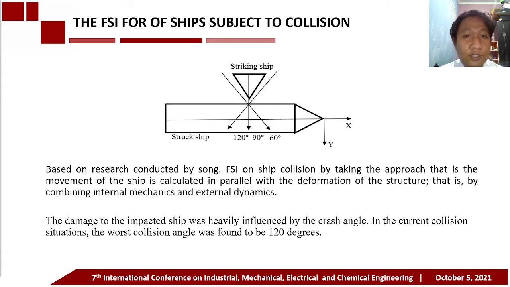Next, the second research for collision is conducted by Song. FSI on ship collision takes an approach in which the movement of the ship is calculated in parallel with the deformation of the structure, that is, by combining internal mechanics and external dynamics. The damage to the impacted ship was heavily influenced by the crash angle. In the current collision situation, the worst collision angle was found to be 120 degrees.